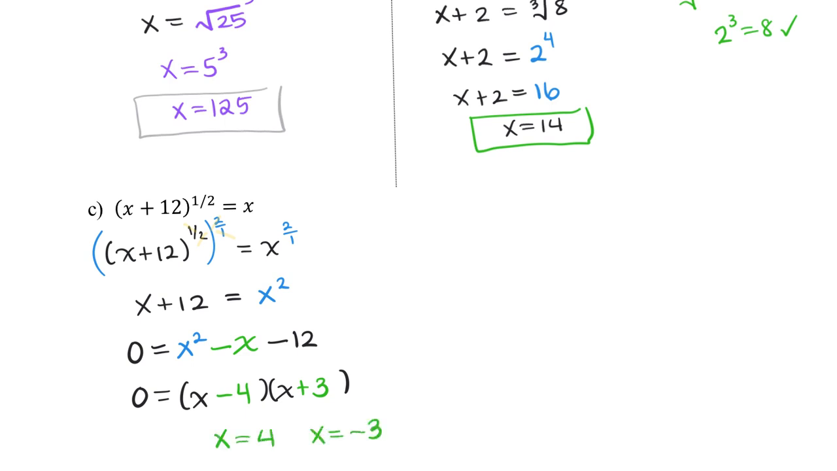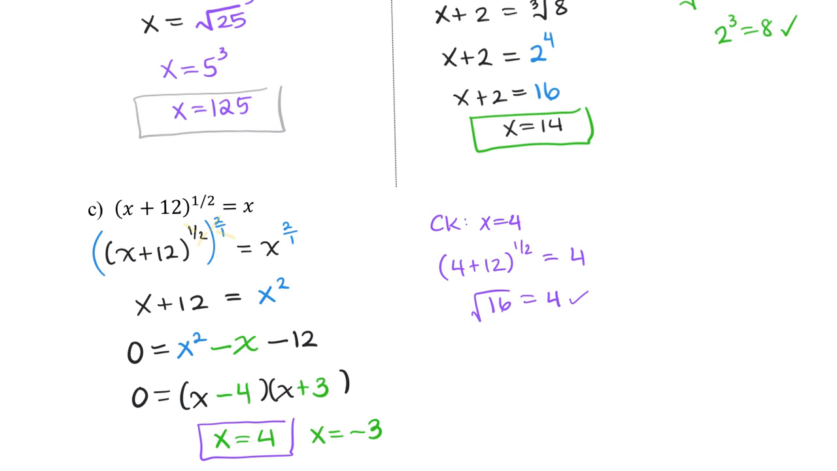I'm for sure going to check on this one because these types of problems are most likely to produce extraneous solutions. Okay, so 4 plus 12 to the 1/2. Does that equal 4? Well, 4 plus 12 is 16. 1/2 is the square root of 16. Yeah, that works.